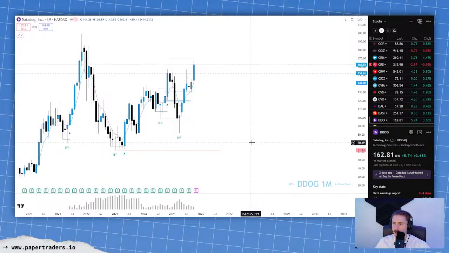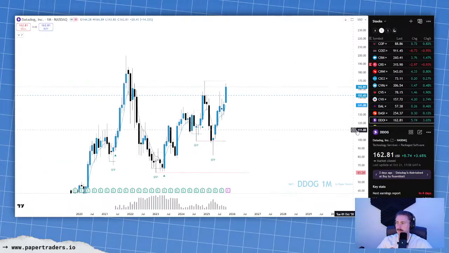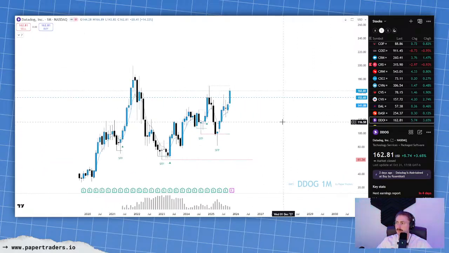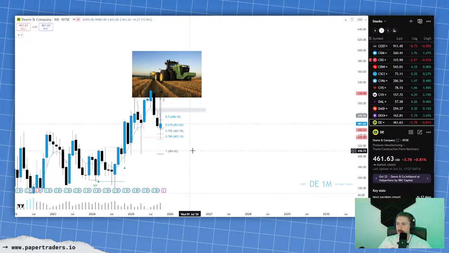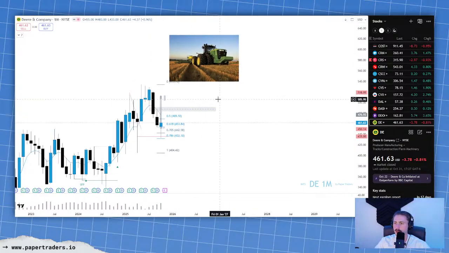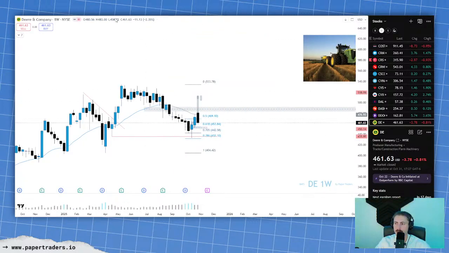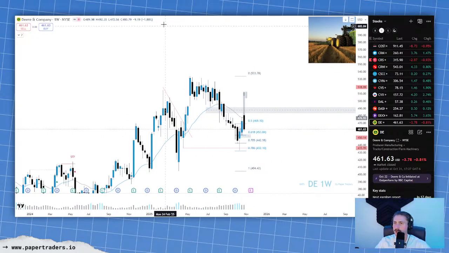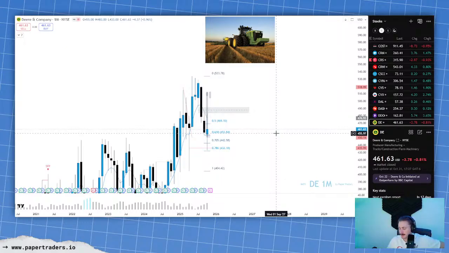DDOG looks okay. I'll say just okay. Not great. Datadog. DE. I do like the way that this monthly closed, just because we're still inside this body and the way that it wicked to the downside. This one, in my opinion, could still get it. This weekly is a little ugly, but I think we can still get something out of it on DE. Is that where you're at? Yep.